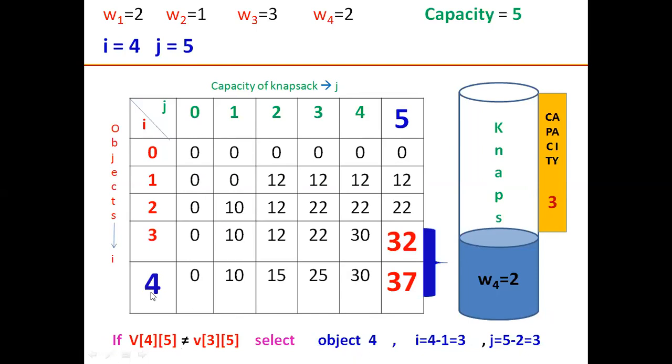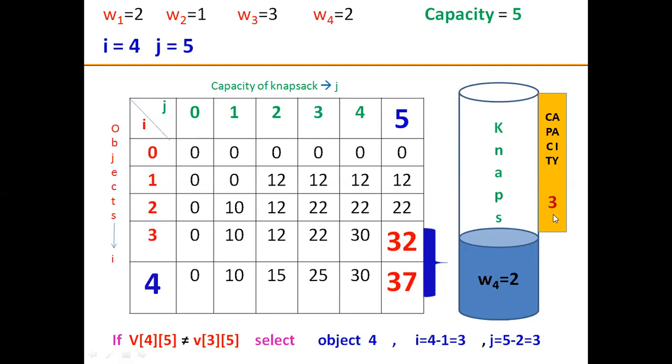What is the value of i here? 4. Object 4 is selected. Then decrement the value of i, so the number of objects is reduced by 1, and capacity will be reduced by the original capacity minus the weight of the current object. So the original capacity was how much? 5. Now object with weight W4 is added, that is weight 2. So 5 minus 2 is 3. So now the remaining capacity is 3.